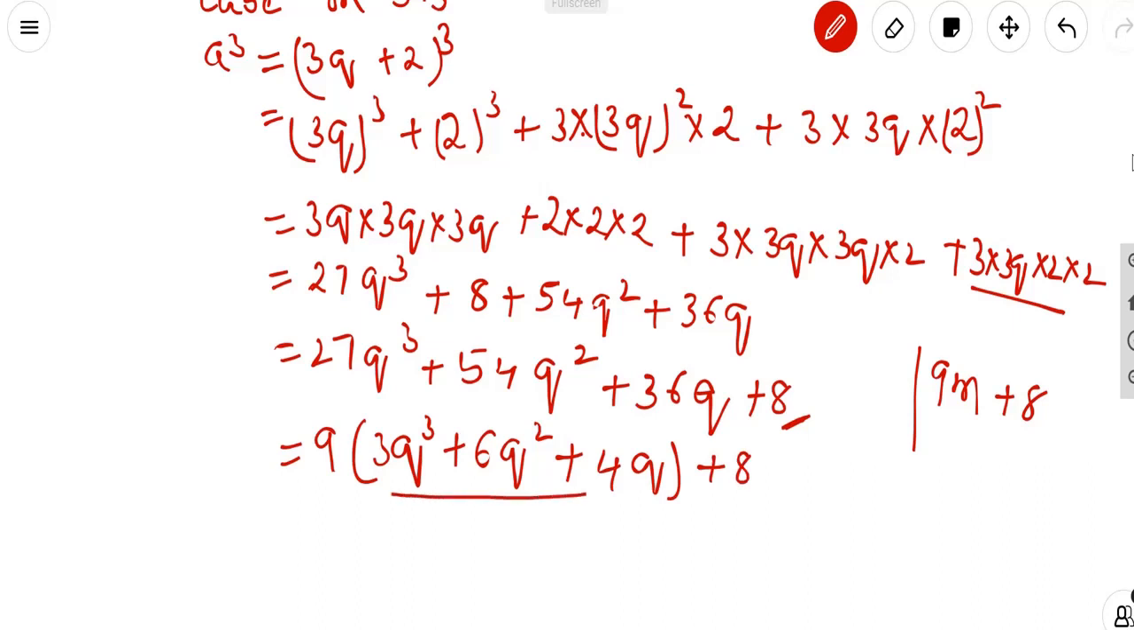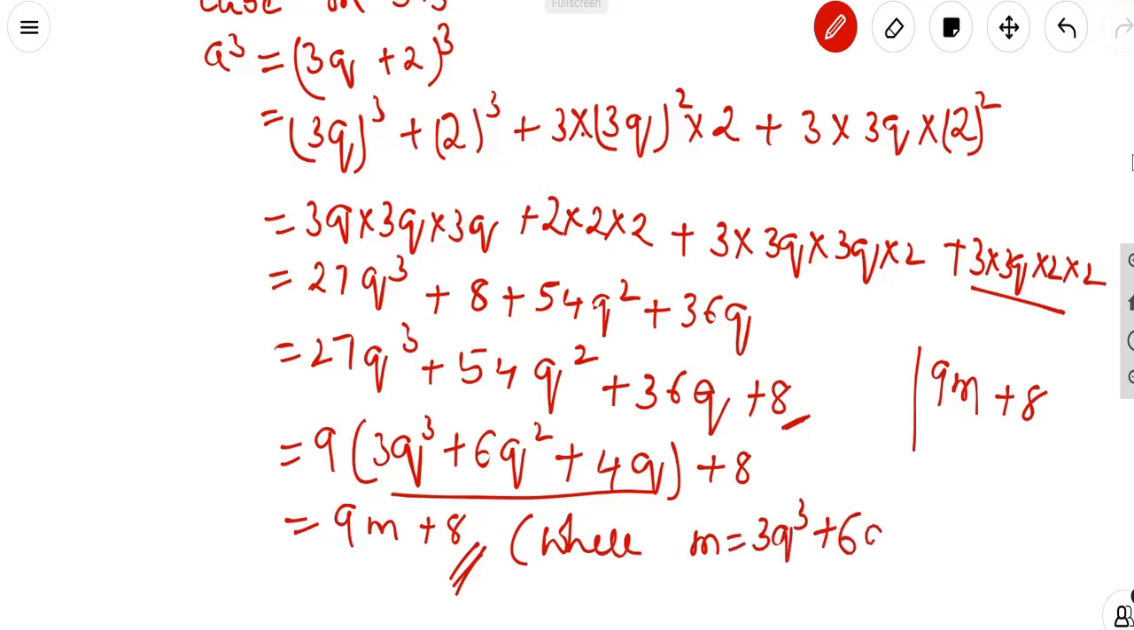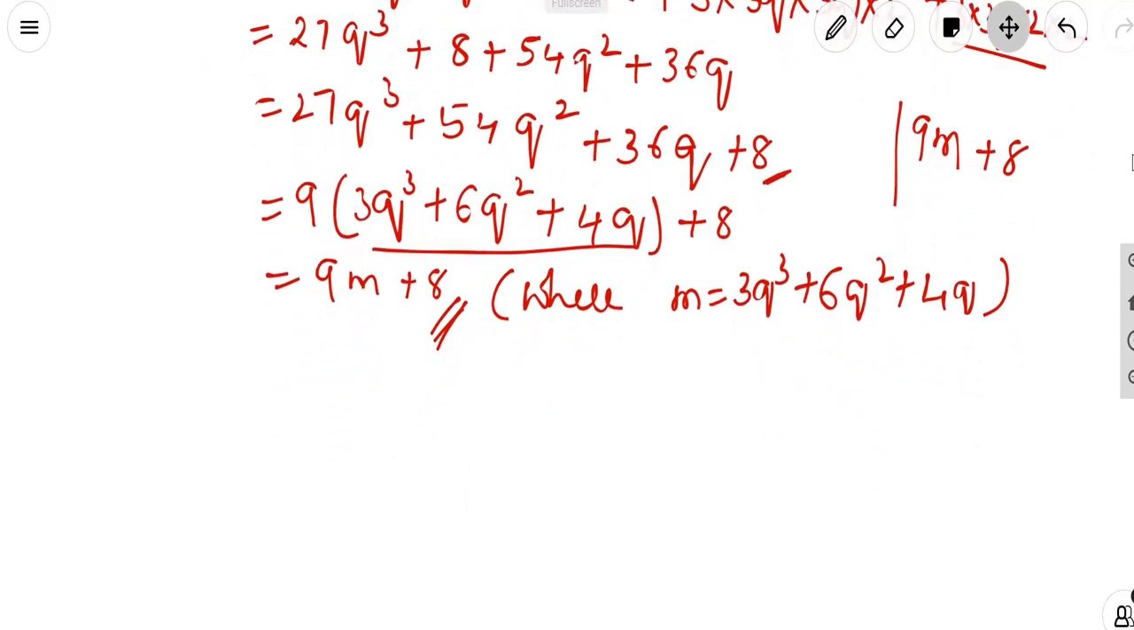So what will I do? I will write plus 8. Now what is this term? This term is some integer or some variable. I will take it as m. So the equation becomes 9m plus 8. Okay, hence proved, where m is equal to 3q cube plus 6q square plus 4q. Close the bracket. Where m is equal to this one.